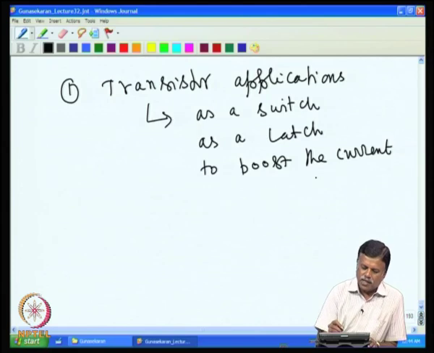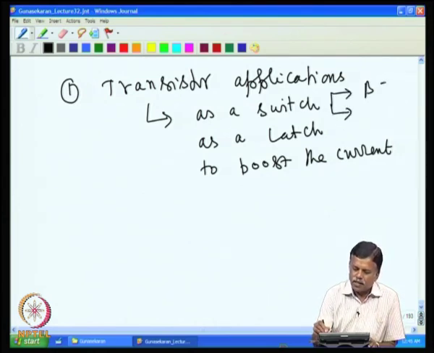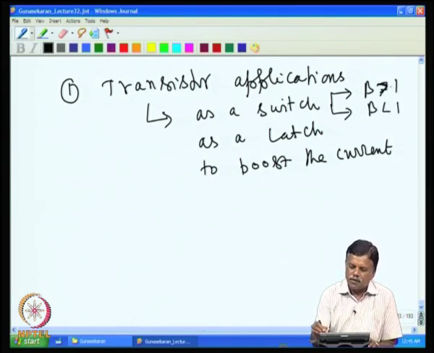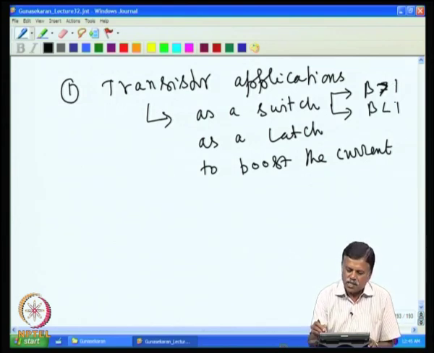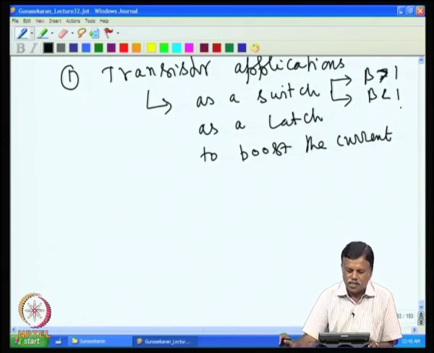So, in this we have discussed these applications of the transistor, and we have also shown you the transistor as a switch in two types. There is the transistor as a switch keeping beta more than 1 and then beta less than 1. So, in the transistor switch we have seen two different cases, where beta is greater than 1 and beta is less than 1. That is, in this case the base current is reverse biased, in this case the base current is forward biased.